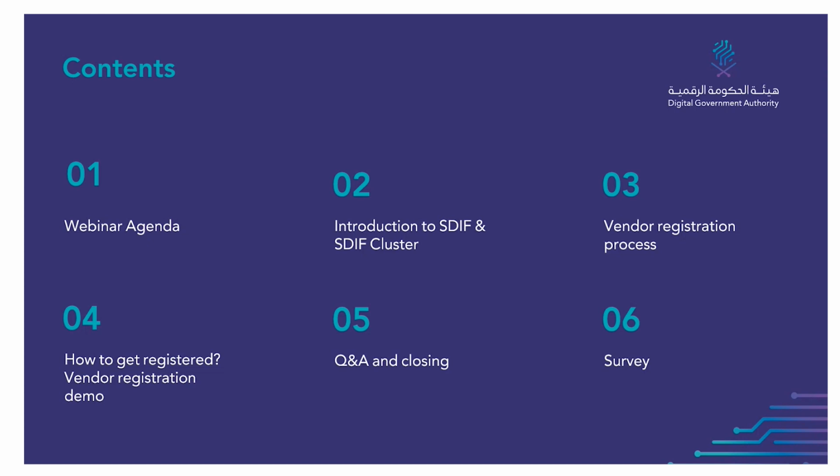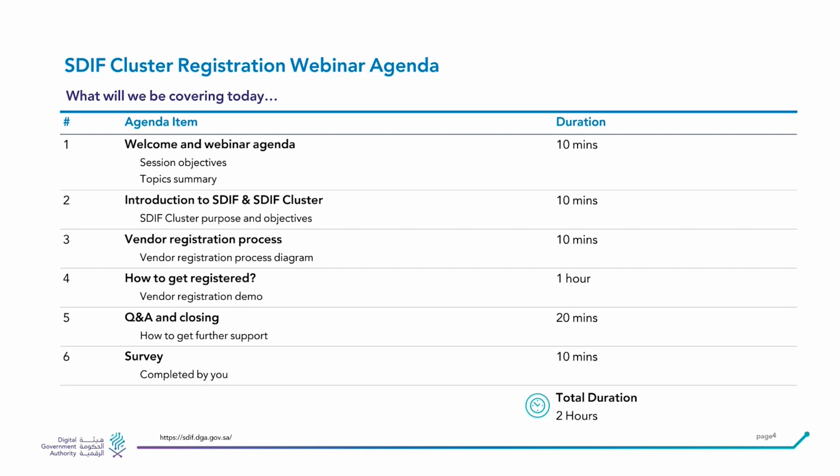The agenda of today's webinar will be as follows. First, we will have a session objectives and summary of the topics. Secondly, we will have the Sadaf cluster purpose and objectives and the vendor registration process diagram, and then how the vendor gets registered by applying a vendor registration demo. Then we will have the Q&A session and how to get further support. Last but not least, we will share with you the survey to complete your information as it is important for DGA to have it as a reference.